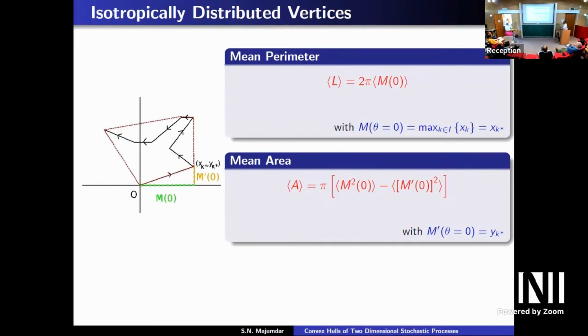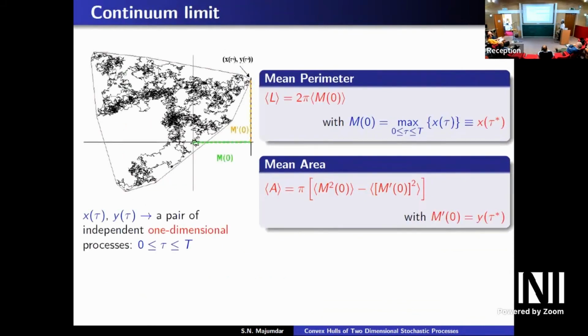Okay. So effectively, this is the link to the extreme value statistics. Extreme value statistics usually refers to a one-dimensional process, where you look at the distributional statistics of the maximum. So now I go to the continuous limit. I have a Brownian motion of duration t, and x(tau) and y(tau) are the coordinates of the Brownian motion. Then the mean perimeter is just 2 pi times the expected value of M(0).